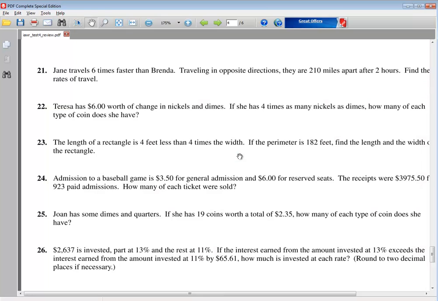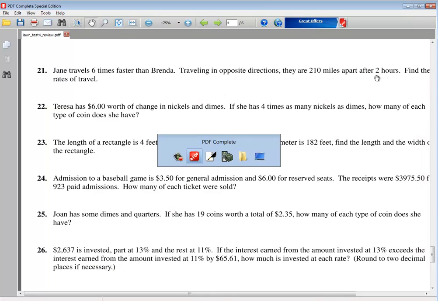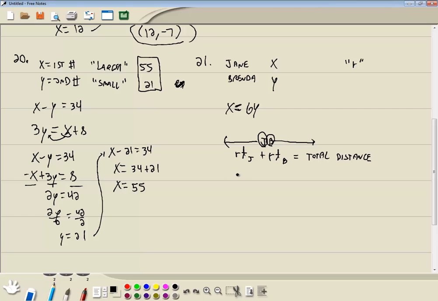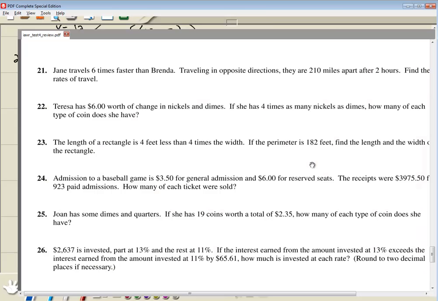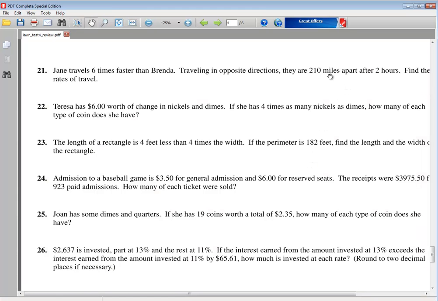Well, time, 2 hours. So they're telling us 2 hours. And the rate of Jane is x. Remember, this is our r. So this is x times 2, or 2x, plus, and this t is 2, and the rate of Brenda is y, so we're going to have 2y equals our total distance, which is 210.